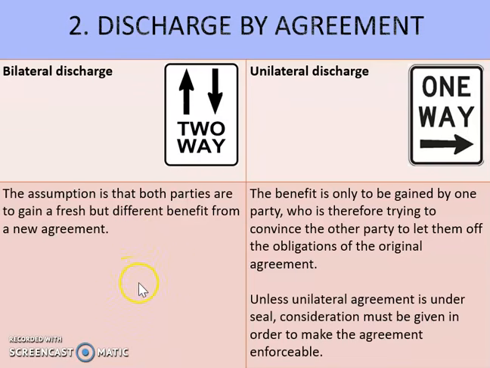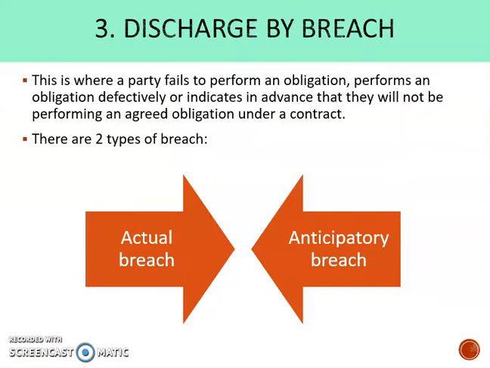The less ideal situation is where only one party really wants to end the contract, and the benefit is only to be gained by one party who is then really trying to convince the other party to let them off the obligations of the original agreement. Now, because this is only one-sided, unless a unilateral agreement is under seal, consideration must be given in order to make the agreement enforceable. So a bilateral agreement is enforceable, but for a unilateral agreement, we need it made under seal.